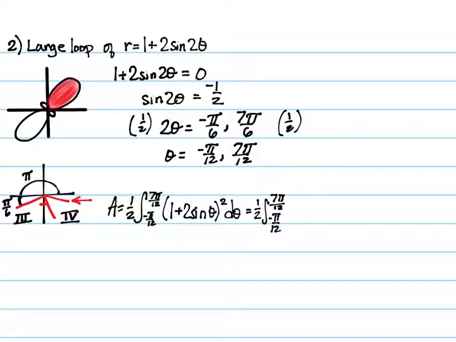I'm going to copy that so I can use it again. And then as I multiply this out, I have 1 plus 4 sine of 2 theta when I multiply my inner terms and add them to my outer terms. And then I have 4 sine squared theta, d theta.